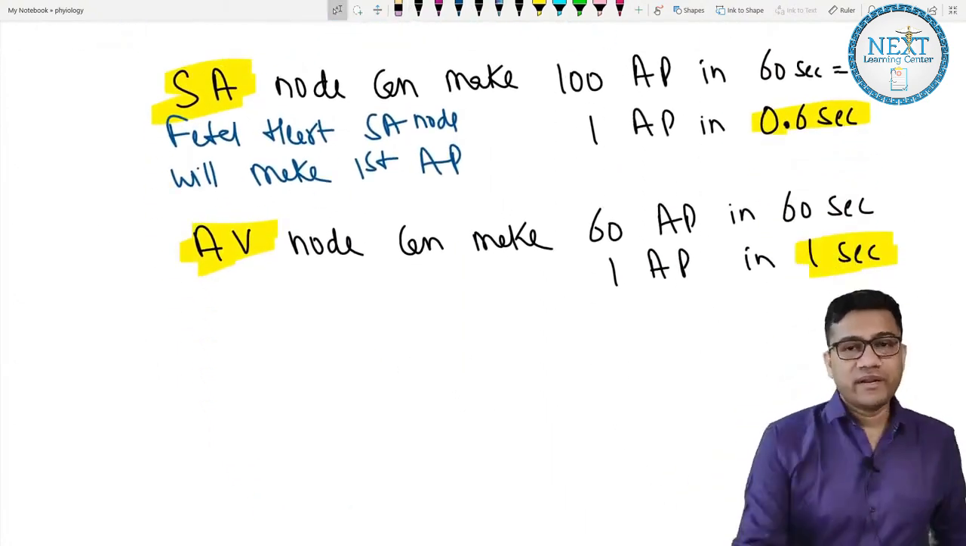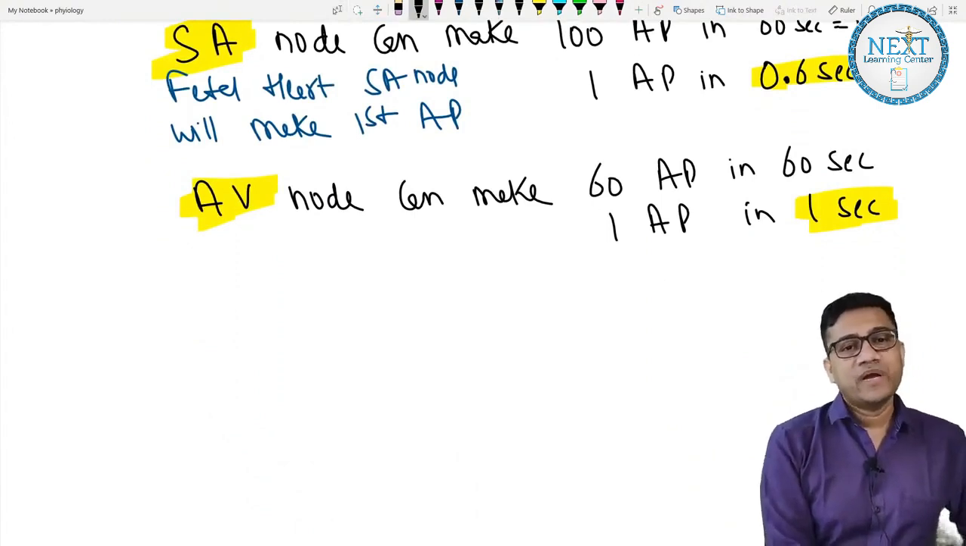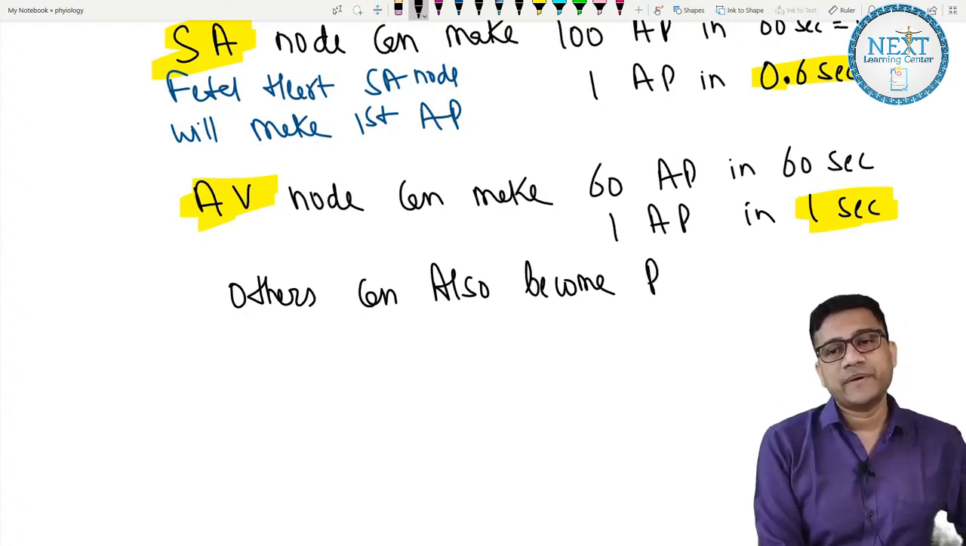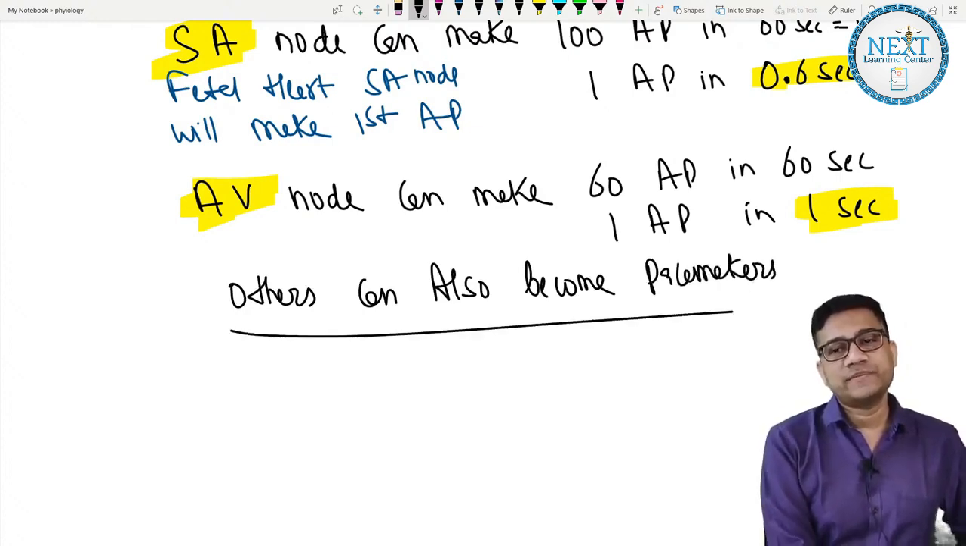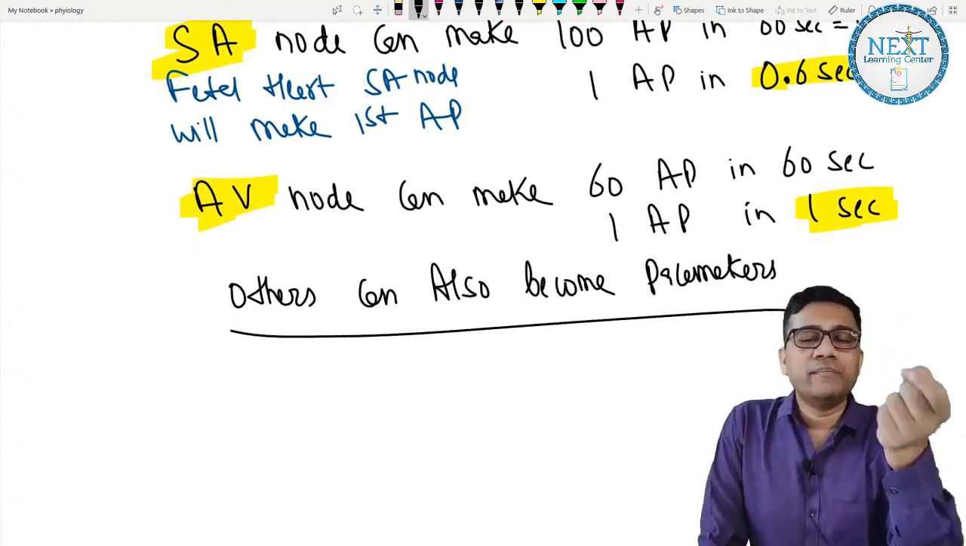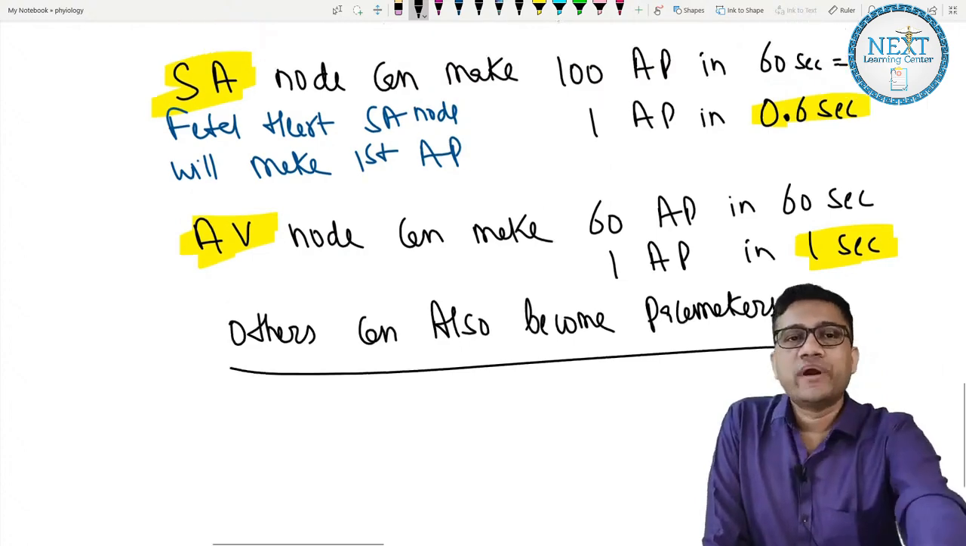Clear? So one more thing: others can also become pacemakers. So there is a misconception that only one can become pacemaker; others can also become pacemaker. Okay, for example, look at this picture.